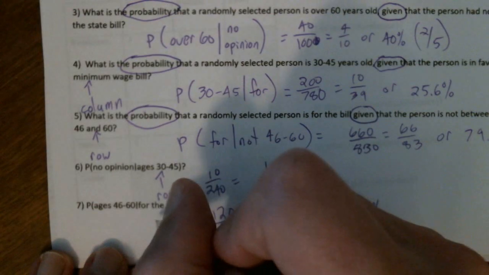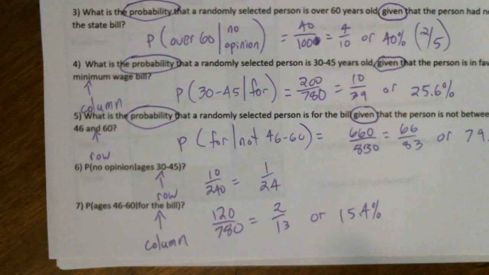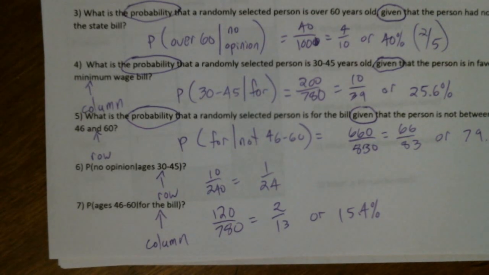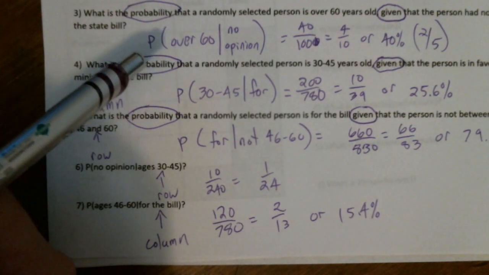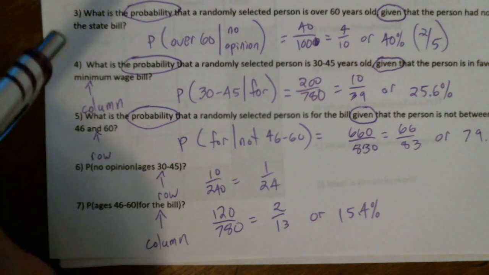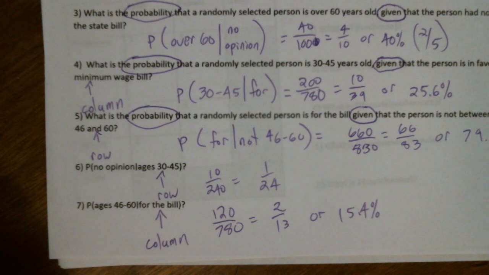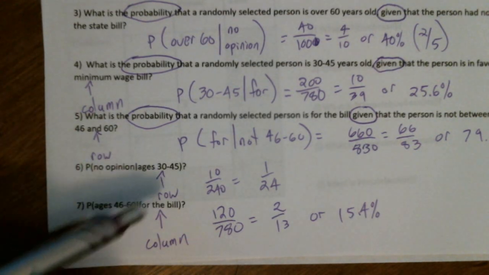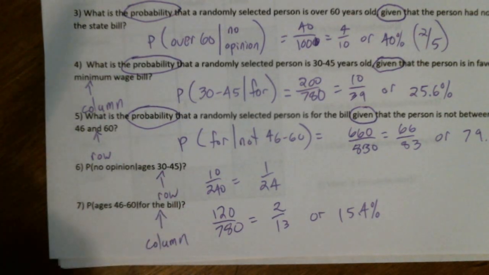Okay. What was this one? The given, what is that? This one was a column this time. Okay, so if you guys don't remember anything else that I say in this video, you got to remember that. Whatever comes after the word given, sometimes you'll see the word who. You know, what percentage of people were for the bill who were in the age bracket of 30 to 45, something like that. If all you see is the bar, whichever one comes second, that's your given. That will tell you whether or not you're looking at a row or a column.